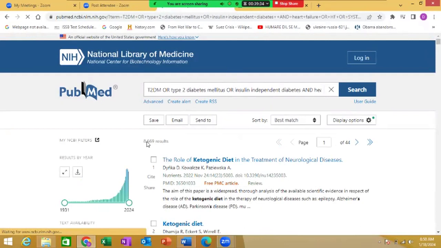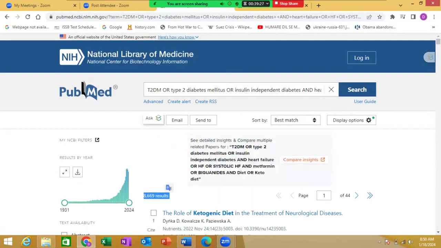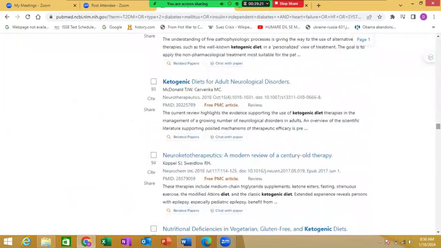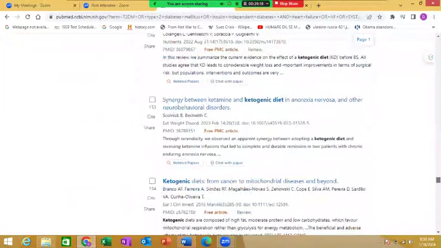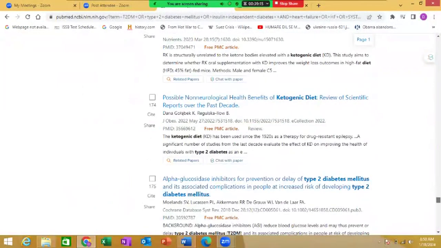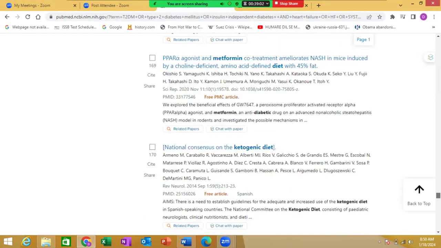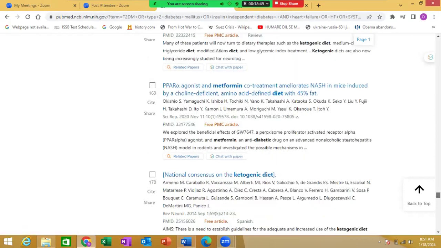See guys, we have nearly more than 8,000 results for this search. You can go across this. These are your results. There are a lot of results. Ketogenic diet. It doesn't mean that whatever you have entered, it will give you specific results. It will give you every study that includes one of these terms. For example, this study is talking about metformin, about NASH, and diet. It does not mention anything about diabetes. It's not looking at diabetes. It's looking at non-alcoholic liver disease.